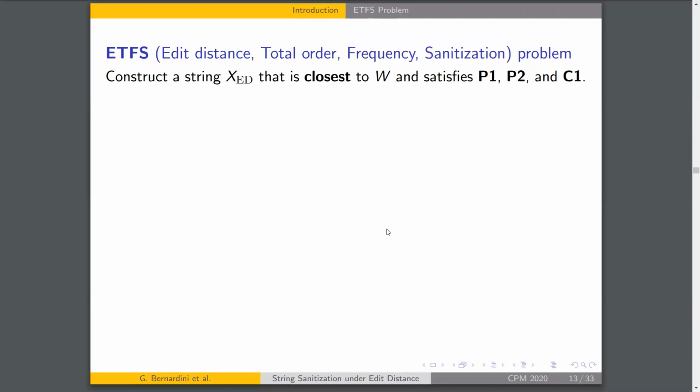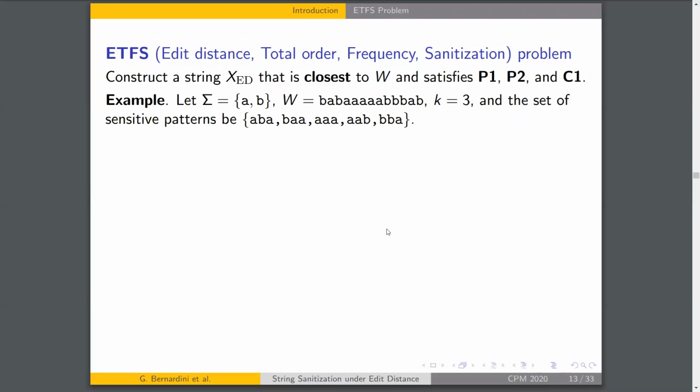Now the ETFS problem wants to construct a string X_ED, which satisfies these three properties. And in addition, over all strings that satisfy those three properties, we want a string that is closest to W in terms of edit distance, so that there is as little utility loss as possible for tasks based on edit distance. So let's look at an example.